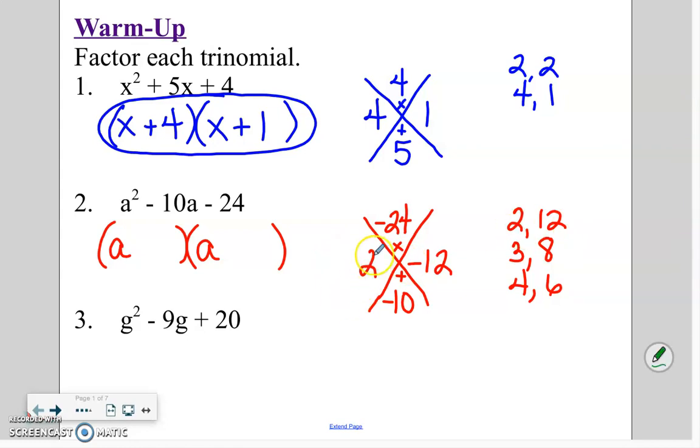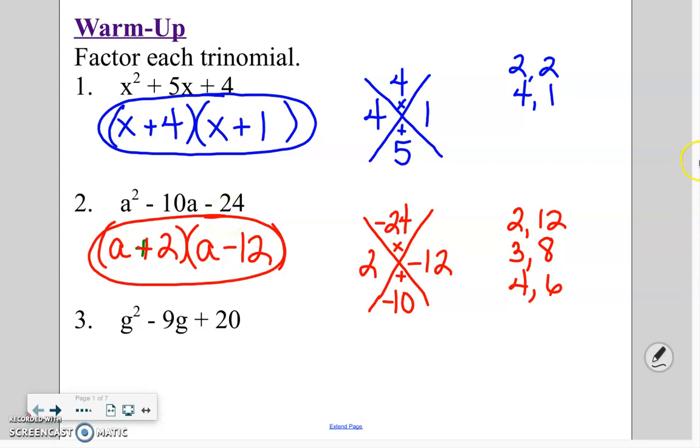So 2 times negative 12 is negative 24. 2 plus negative 12 is negative 10. So we have a winner. Positive 2 and negative 12.